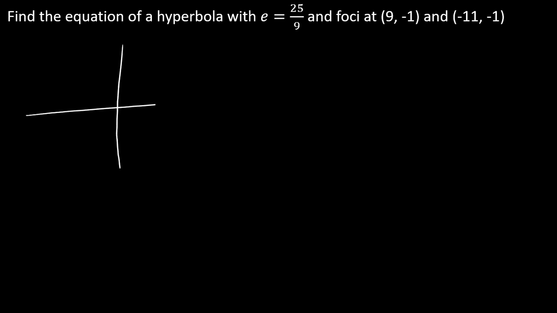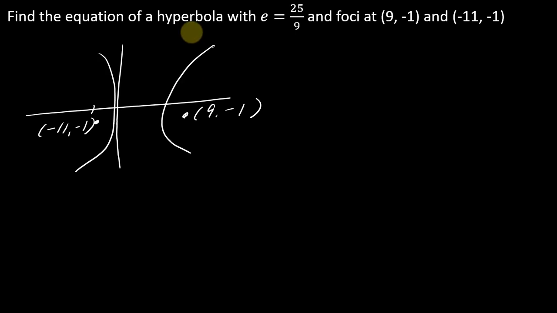I'm not even going to draw a great graph, I'm just going to approximate. So here's my (9, -1), and here's my (-11, -1). If my foci are here and here, these are going out in the x direction, right? So that's telling me that my hyperbola goes in this direction. And okay, I can get a lot of information off of that.